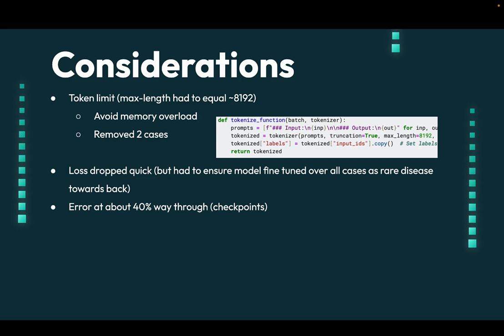Then some considerations if you'd like to do it for yourself. The token limit: as you saw in those examples, I had it in very small font, but there was a lot of text there. So I had to be careful with how many tokens I was feeding in for the fine-tuning, and found a happy medium of 8,192 without overloading the memory. Also, the loss dropped pretty quick and then stagnated, but I kept running it so that it went over all of the cases, including the rare diseases, which I had towards the back. And I had an error at about 40 percent, at like 2 a.m., so I was glad I had the checkpoints saved.